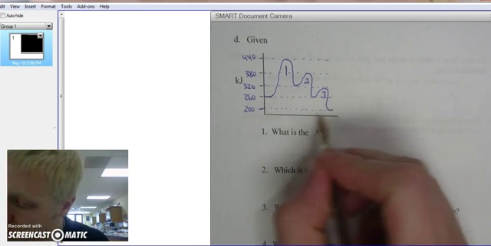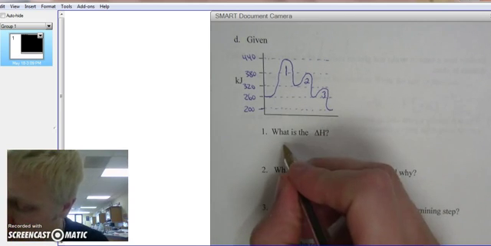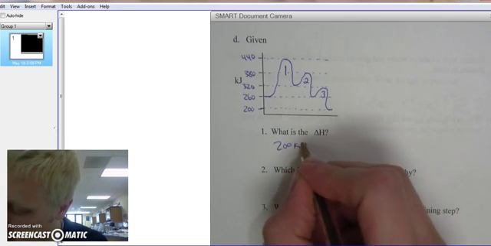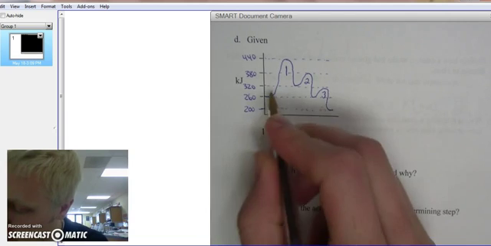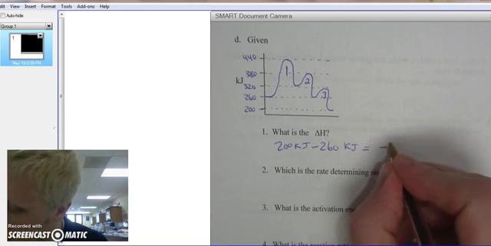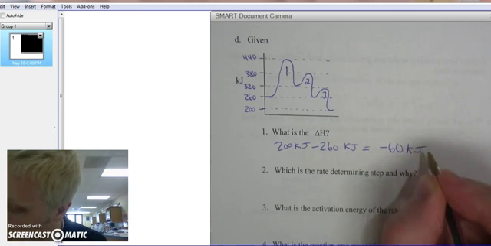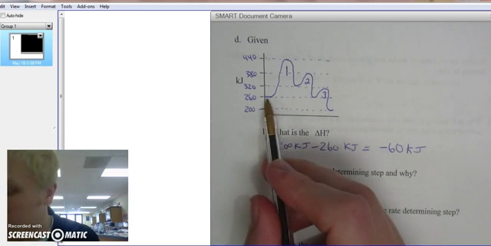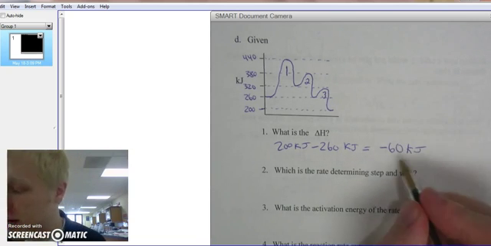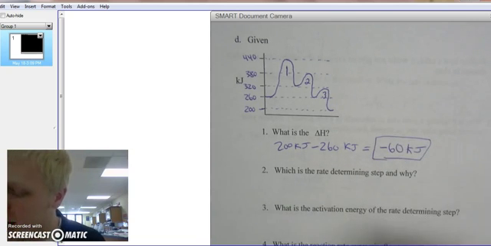So I'm going to do products minus reactants to find my delta H. Here it's 200 kJ minus 260 kJ. That's going to equal negative 60 kilojoules, which is exothermic, which is correct because we're starting with more energy than what we're ending with. So the difference is being released. Negative 60 kJ is our delta H.